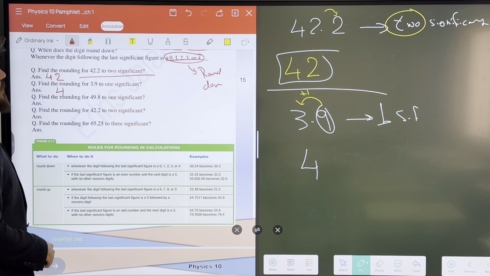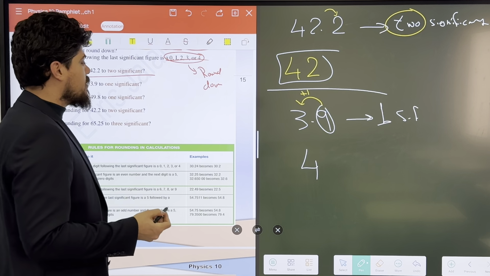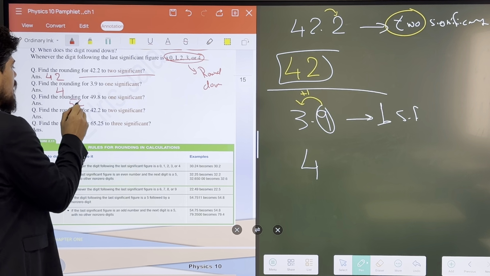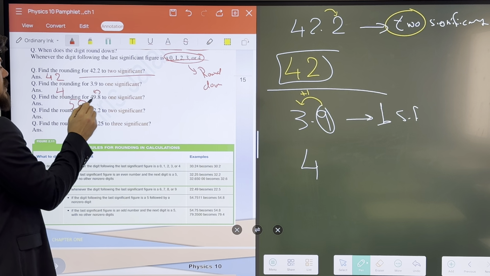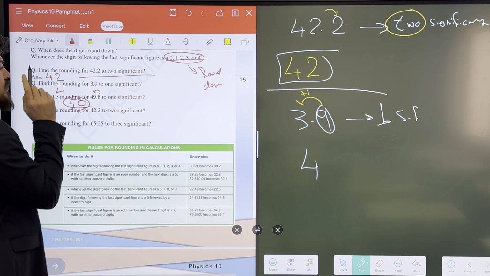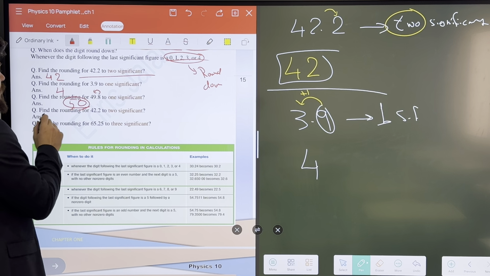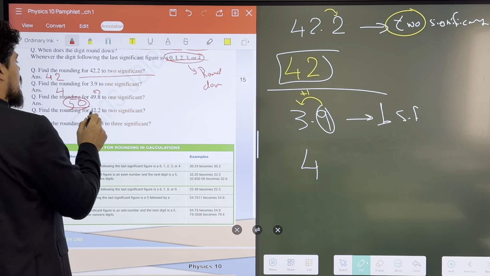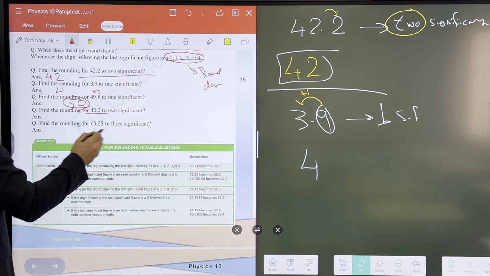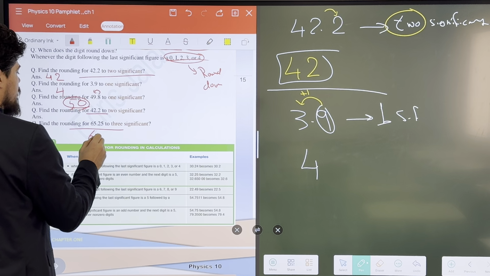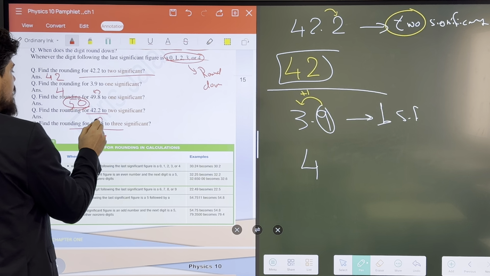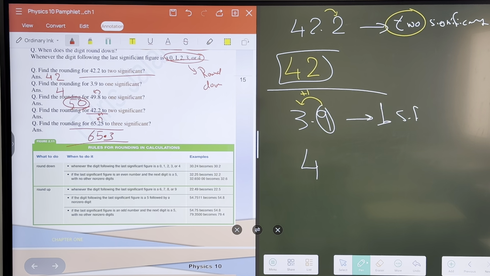And 49.8 to one significant figure is going to be 50. Why? Because 8 is going to be rounded up, and this 49 is going to be 50, and 50 we have one significant figure. Rounding 42.2 to two significant figures, we studied 42. And for three significant figures, 65.25 is going to be 65.3. Why? Because with this 5 we have to increase the digit by one.